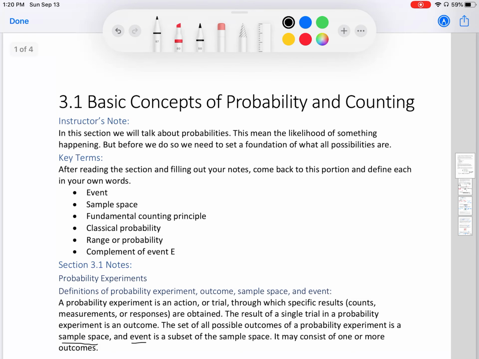Okay, that's it for section 3.1, Basic Concepts of Probability and Counting.